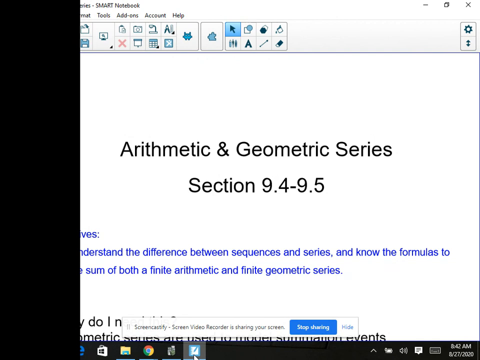Okay, so today we're going to do a little bit of arithmetic and a little bit of geometric. The second half of geometric we're going to do tomorrow. Normally I can squeeze them both into one day, but we have a little bit of time that I can separate them out for us. Okay, so arithmetic and geometric series.